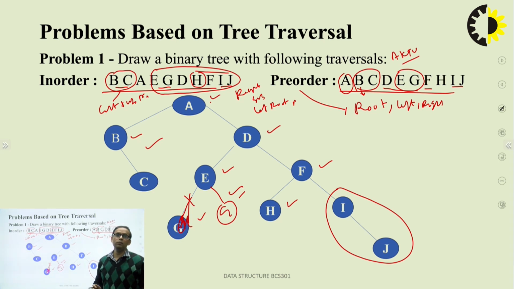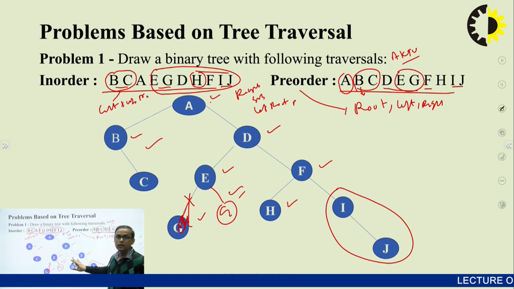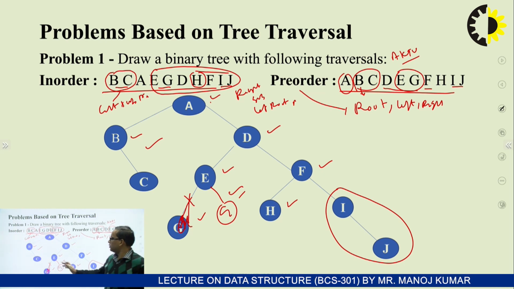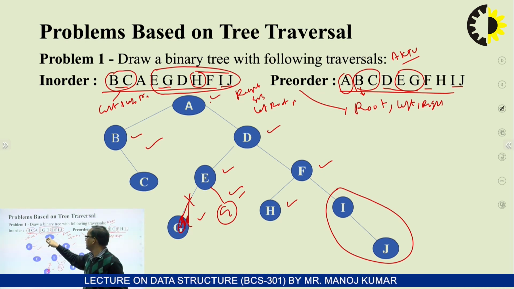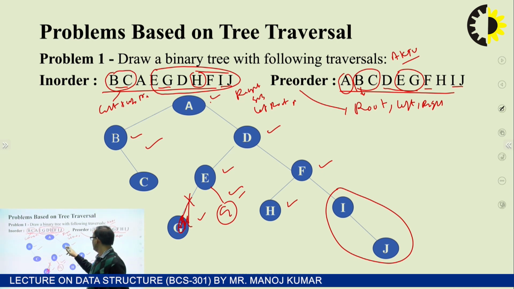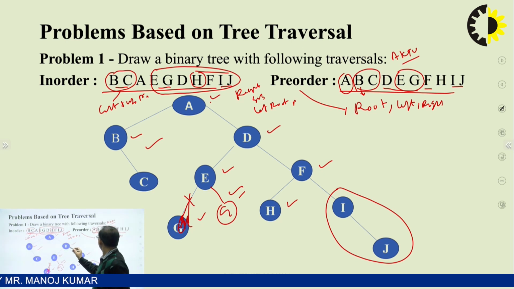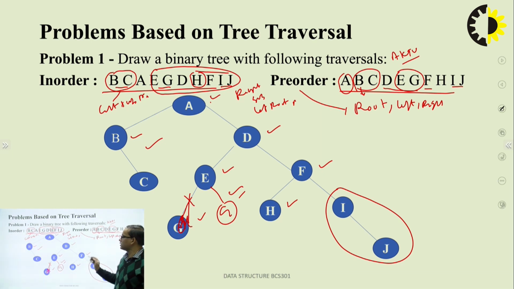In this type of problem, we have a facility: whatever tree is constructed, we can verify whether our tree is correct or not, because this is the final tree. Now if we traverse the in-order sequence and pre-order sequence of this tree, and that sequence matches the given sequence in the question, it means our tree is constructed right. So here you can match: B, C, A in-order. After that E, G, D, then H, F, then I, J. This will be the in-order sequence. And again for pre-order: A, B, C, D, E, G, F, H, I, J. So this is the right tree constructed for the given sequence.